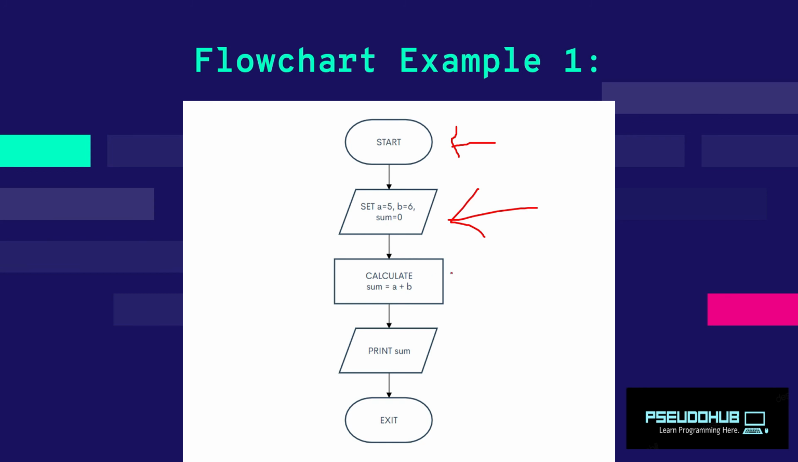And then calculate, sum equals A plus B. Again, nganong rectangle? Because it's a process. It's a calculation, mathematical process. So, nagamit ta og rectangle.